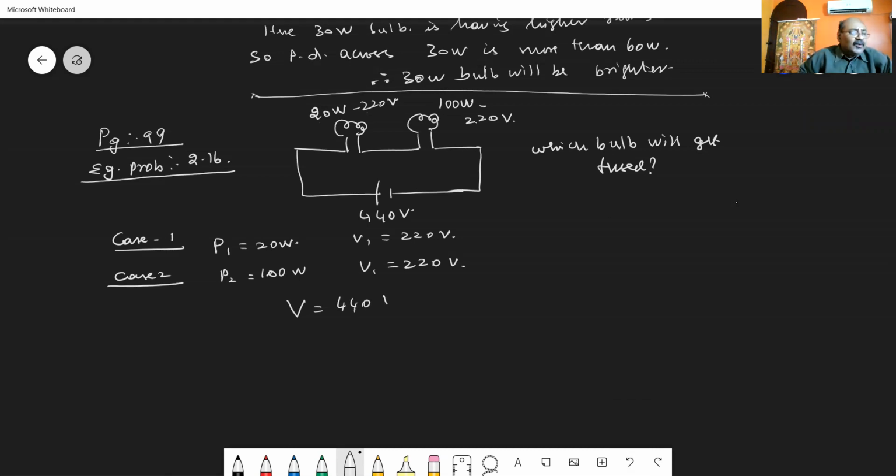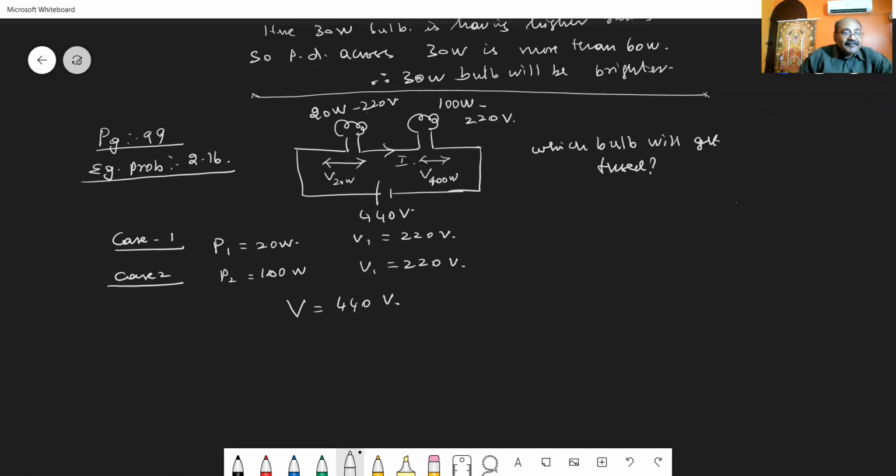See, in order to calculate which bulb is getting fused, we have to calculate the potential difference across each and every bulb, because in series combination, current will be the same, but the potential difference across the 20 watt will be different from that across the 100 watt. If the potential difference across the 20 watt is exceeding 220 volt, then the 20 watt bulb will get fused. If the potential difference across the 100 watt bulb is exceeding 220 volt, then that bulb will get fused. That is the concept.